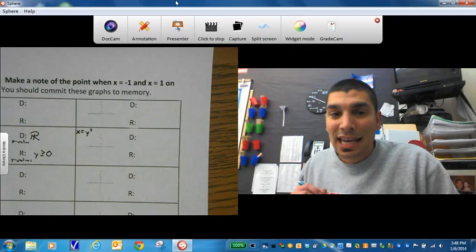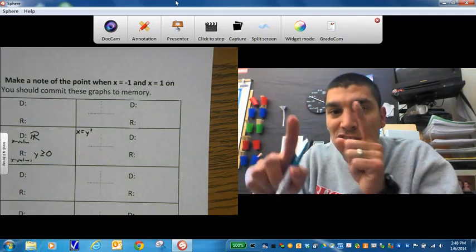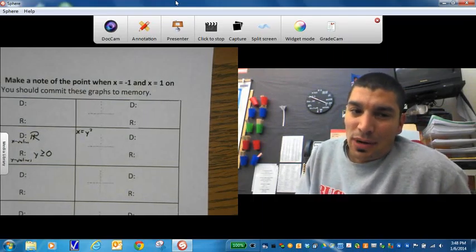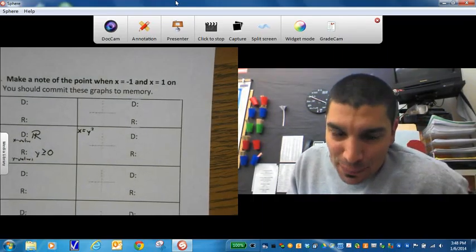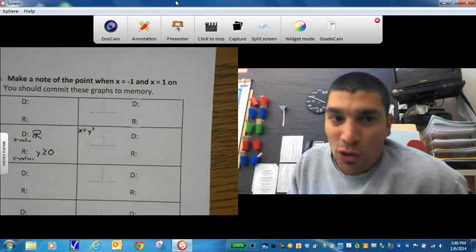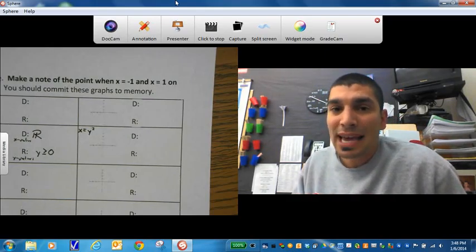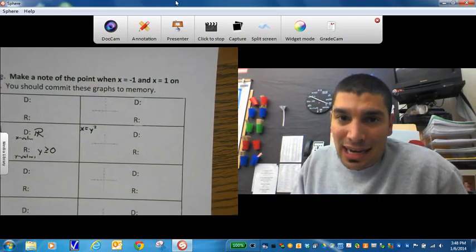The inverse is when you switch the x and the y. So since I'm switching the x and the y, what ends up happening is the graph of the original equation will flip or rotate about the line y equals x. Here's what I mean.